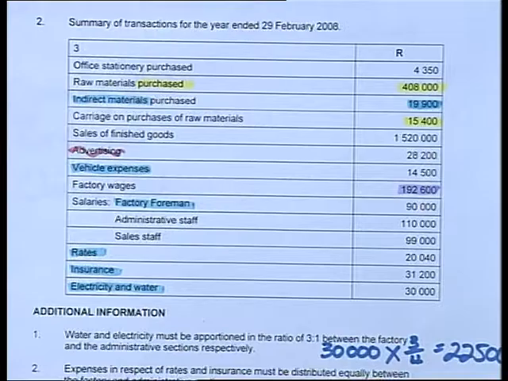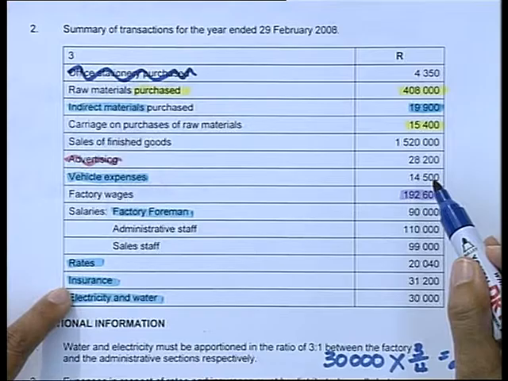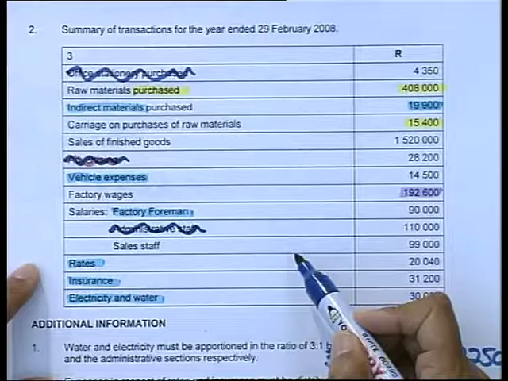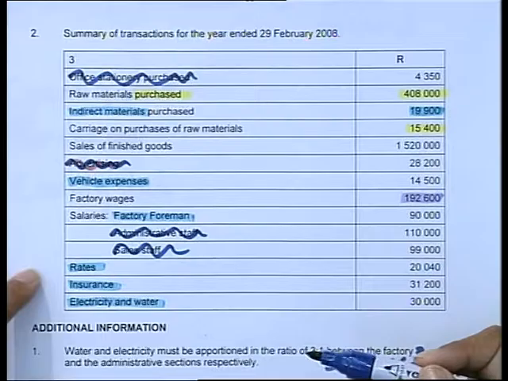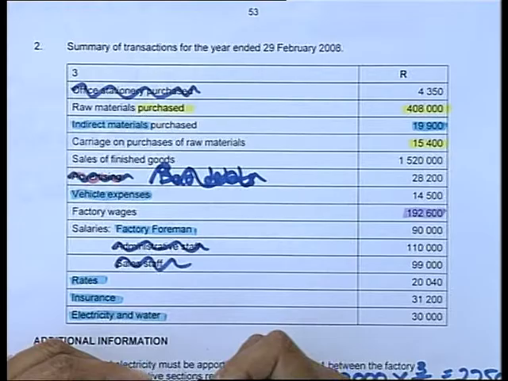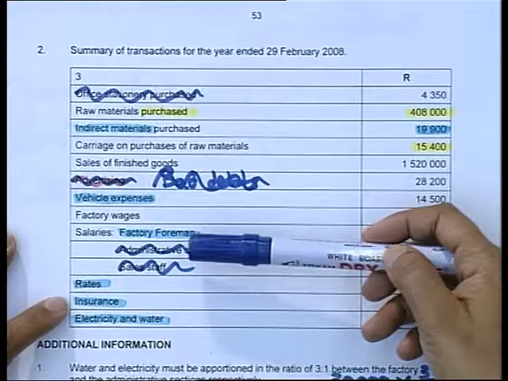So if you look at the information that's given here, you can see there's office stationery purchased. We don't take that. It's office related. We don't take advertising, like I said. It is not factory related. We don't take salaries of admin staff or salaries of sales staff. It is not factory related. We also don't take something called bad debts, because bad debts is not factory related. Advertising is not factory related. So we're not going to use all the information that they give you here. You only take stuff that's relevant to the factory. And I'm hoping that I solved that problem.